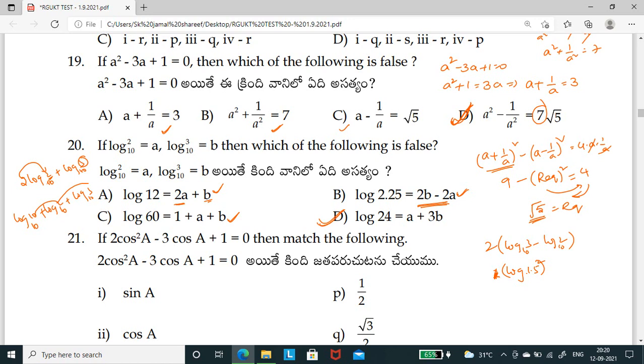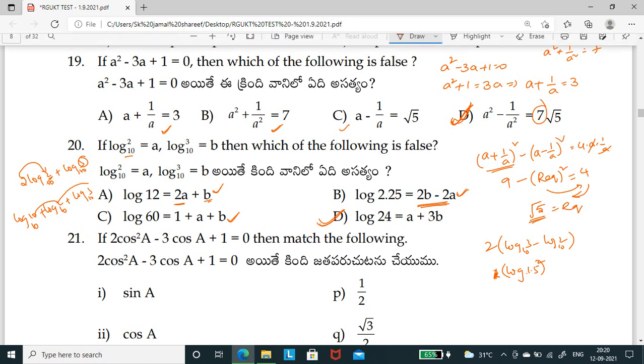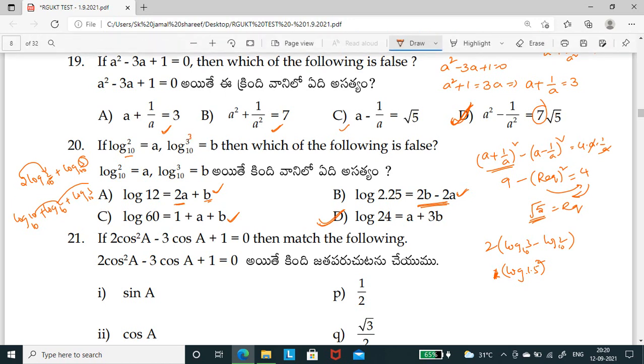Now let us see how. So a means log 2 base 10. 3b means this becomes 3 cube, so 3 cube is 27. 27 2s are 54. But what he has given is 24. Hence option D is the false statement.